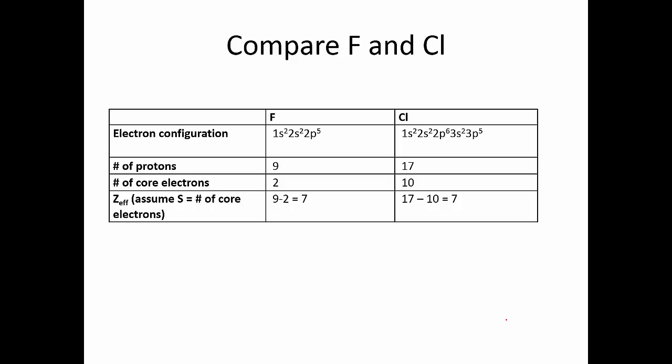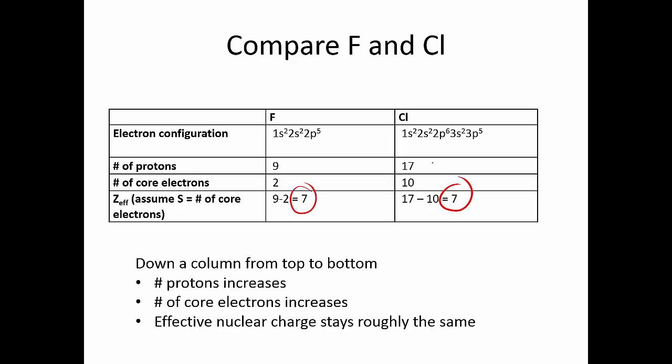Looking at fluorine and chlorine, these are elements that are in the same column as each other. And if we look at their electron configurations, chlorine has more protons than fluorine, but it also has more core electrons. So when we look at the effective nuclear charge, they have effective nuclear charges that are the same. They're both 7. So as you go down a column from top to bottom, the number of protons is increasing, but the number of core electrons is also increasing. So the effective nuclear charge is staying roughly the same.